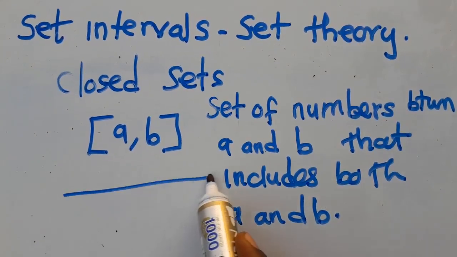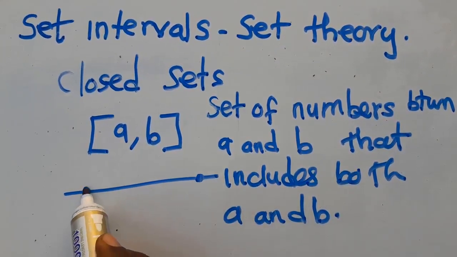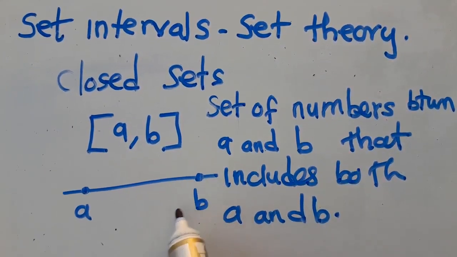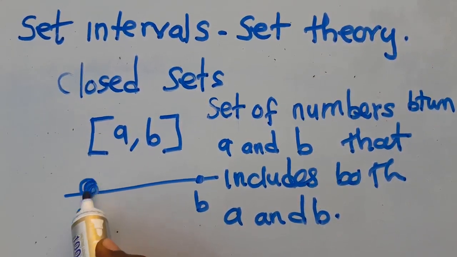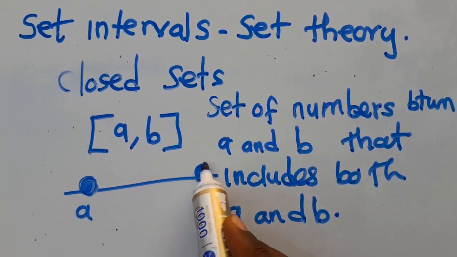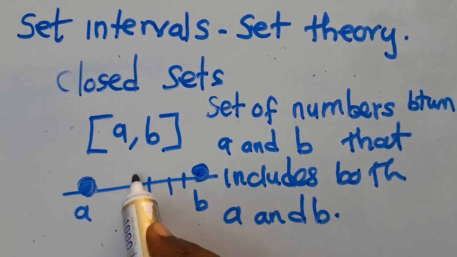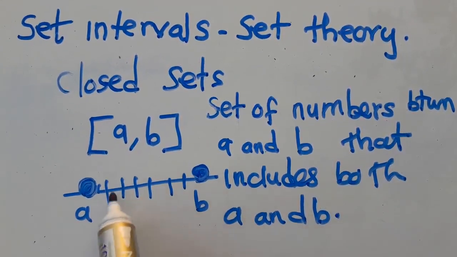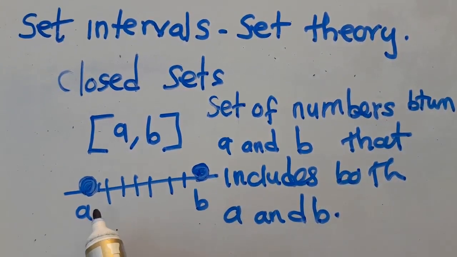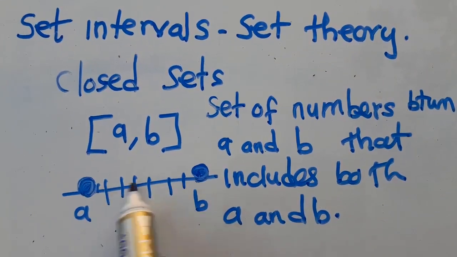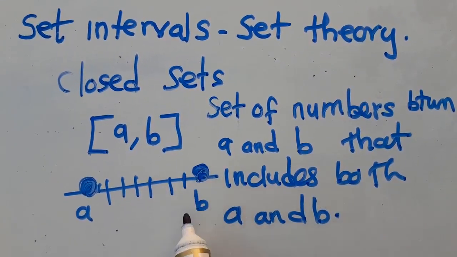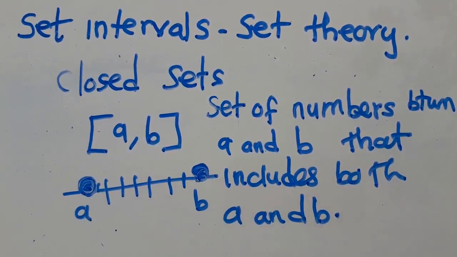So if you've got a number line like this, let's say this is A, this is B, all these are included. This is shaded, this is shaded, and this is the part that you are interested in. You write everything that is here, and you even include this part, B and A. This is what it means.